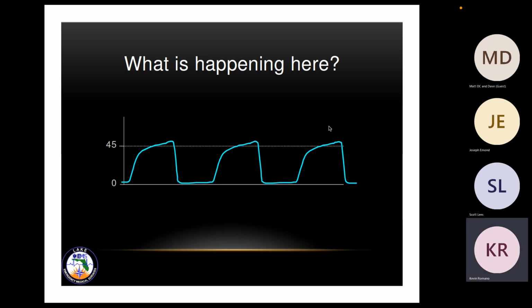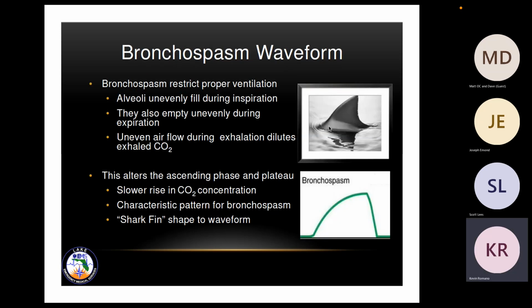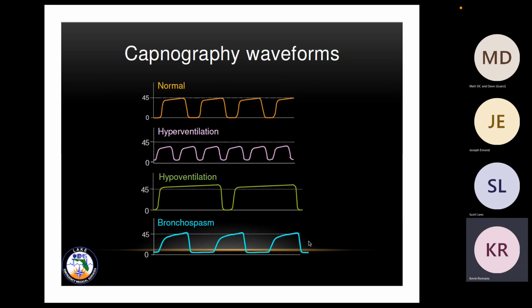Okay, perfect. This is called the shark fin, right? Here we go. Here is the shark fin. So bronchospasm restricts proper ventilation with the alveoli unevenly filled during inspiration, and they also empty unevenly during expiration. This is where you get that shark fin look. Uneven airflow during exhalation dilutes exhaled carbon dioxide, and this alters the ascending phase of the plateau, with a slower rise in CO2 concentration. Characteristic pattern for bronchospasm would be the shark fin waveform. So that's what we're seeing here: off-gassing coming from different parts of the alveoli differently. Instead of all at once, it goes in like a wave. So now we've learned bronchoconstriction. That's a fourth waveform that we've learned now.